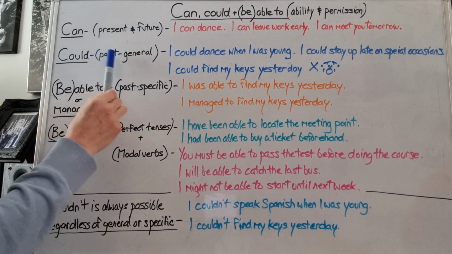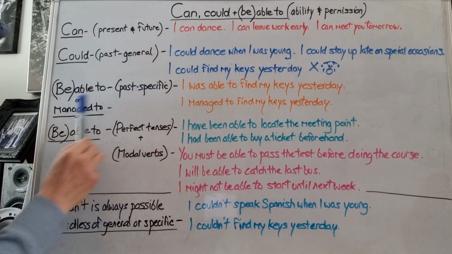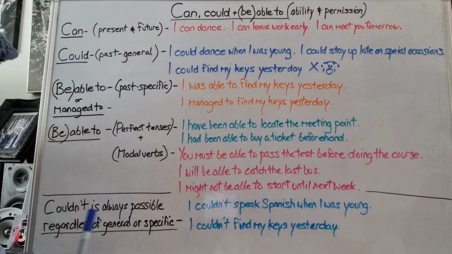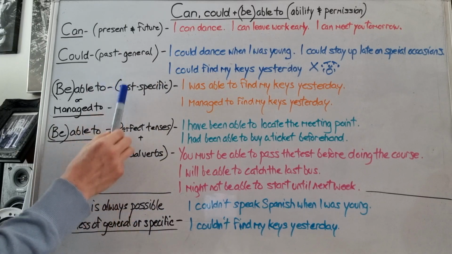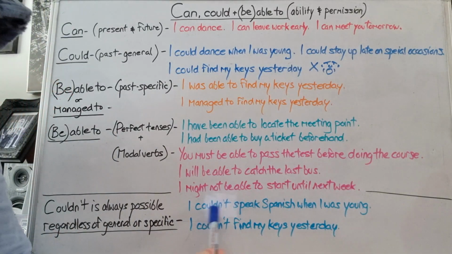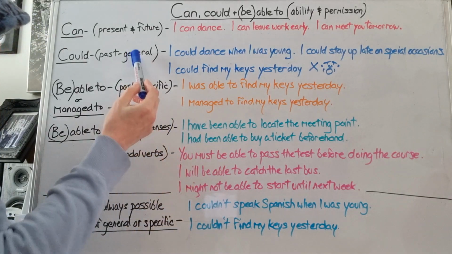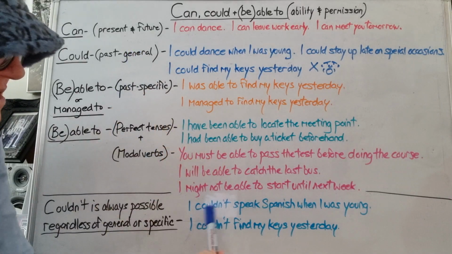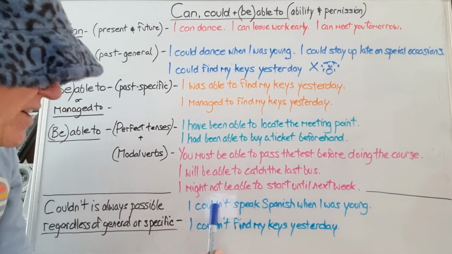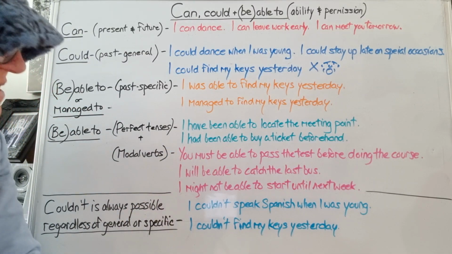Now, good news, couldn't is always possible. So in this context, you have could for past general, be able to for past specific, or manage to for past specific, but couldn't is always possible regardless of general or specific situations. I couldn't speak Spanish when I was young. I wasn't able to is also correct, but you don't have to worry about specific or general for the negative. Couldn't is always correct. I couldn't speak Spanish when I was young. I couldn't find my keys yesterday.